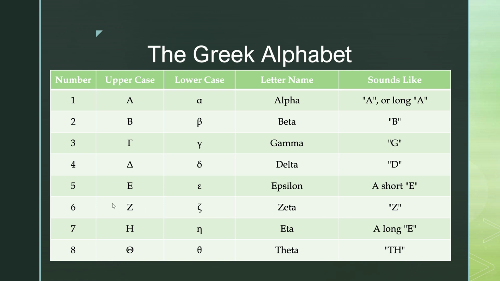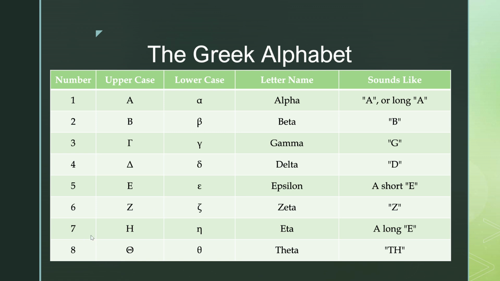Back to zeta. The uppercase looks like a Z, and the lowercase looks like this squishy stuff. It's called zeta, and it sounds like Z. But why is Z up here? Well, because the ancient Greeks have a peculiar way of arranging the alphabet, and from now on you have to remember the alphabet as this.